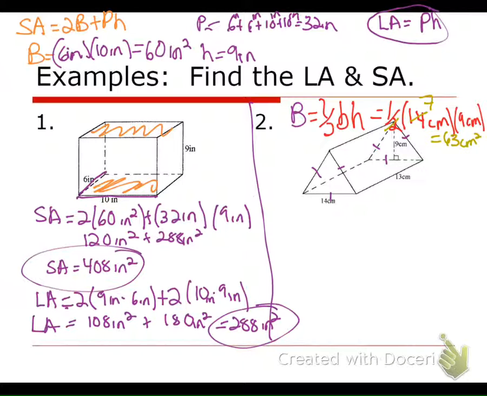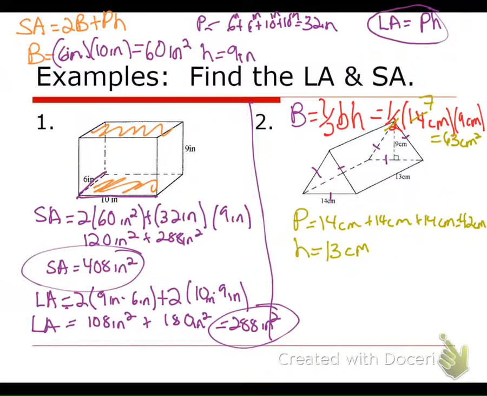So now we have to do the perimeter of our base. What's the perimeter of our base? 14 centimeters plus 14 centimeters plus 14 centimeters, which gives me what value? 42 centimeters. And then what is the height of the prism? This is going to be the length that joins the two bases. So that's the height of the triangle, but the height of the prism is what joins them. So it's 13.